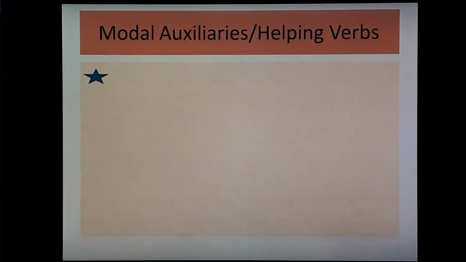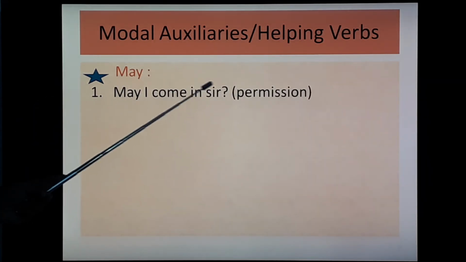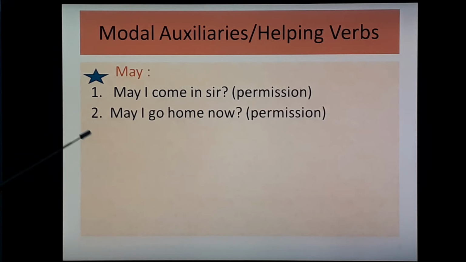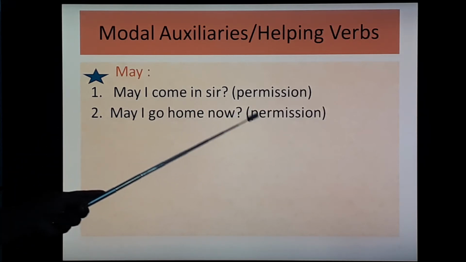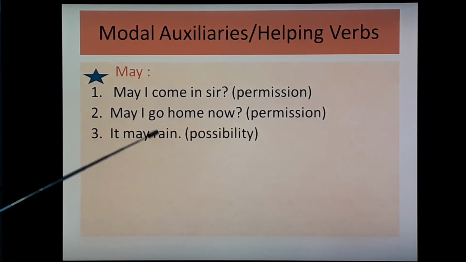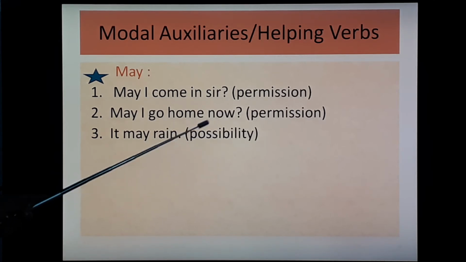Let's move to next, that is may. First, may I come in sir? Asking for permission, you need to use may. Second, may I go home now? For permission it is used. It may rain. It shows possibility. In the form of possibility you can use may.